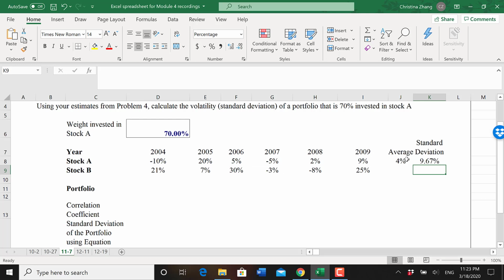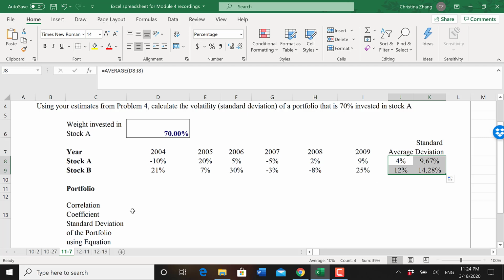Okay, so I just go down. All right, so that tells me the average return and standard deviation for my individual stock. Again, I can clearly see when I expect to have a higher return, I need to take on a higher risk. Okay, risk and return.